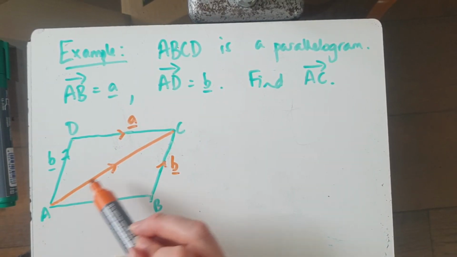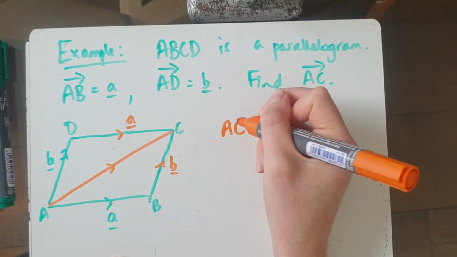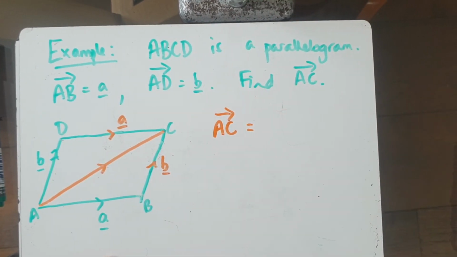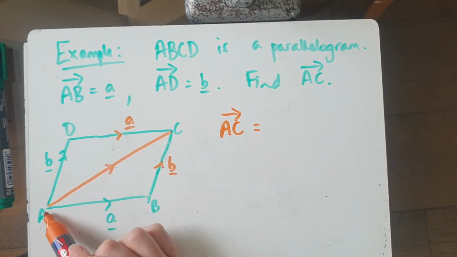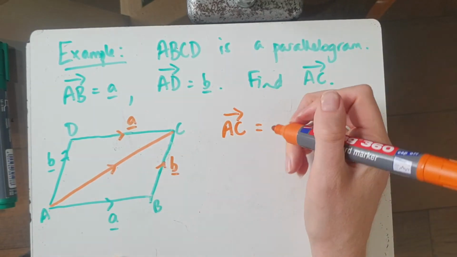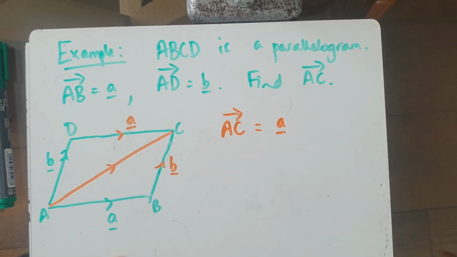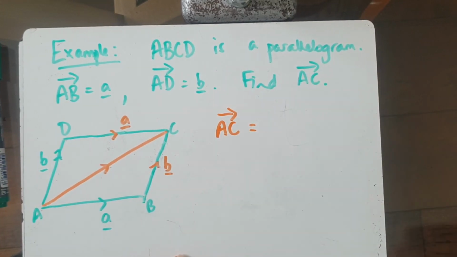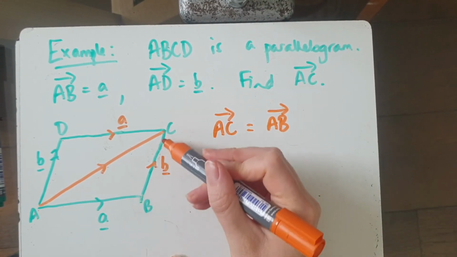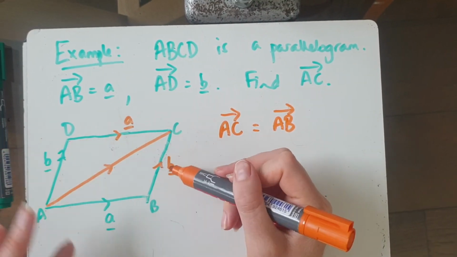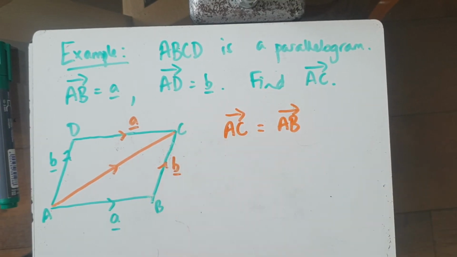Now remember that if I want to get from A to C, any route is acceptable. I don't know how to get from A to C on this direct route, but what I can do is go from A to B, which is vector a. Actually, I'm going to write the steps in. So I'm going to go from A to B, and then I can go from B to C because it's parallel to this one, so I do know the vector that represents that line.